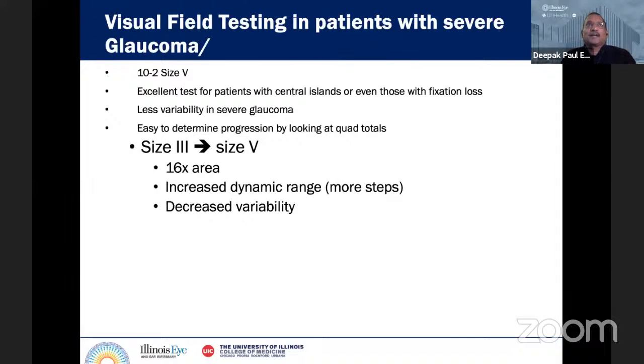The size 5 target is an excellent test for patients with central islands, even those with severe visual field loss or fixation loss. There's less variability in severe glaucoma. Going from the size 3 target to the size 5 increases the target area by about 16 times. There's an increased dynamic range, meaning there are more steps in the testing, so it's a much longer test, and the variability is decreased. Now, this visual field testing does not have statistical indices. You need to look at what are known as the quad totals to determine change.